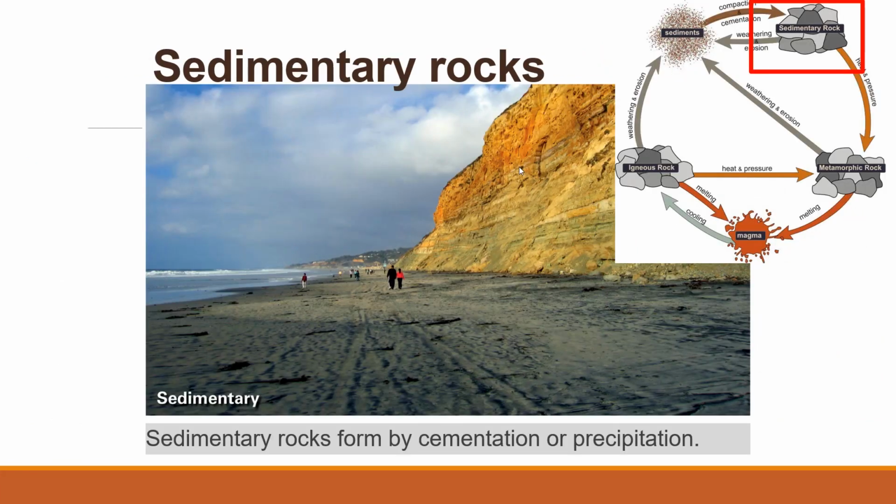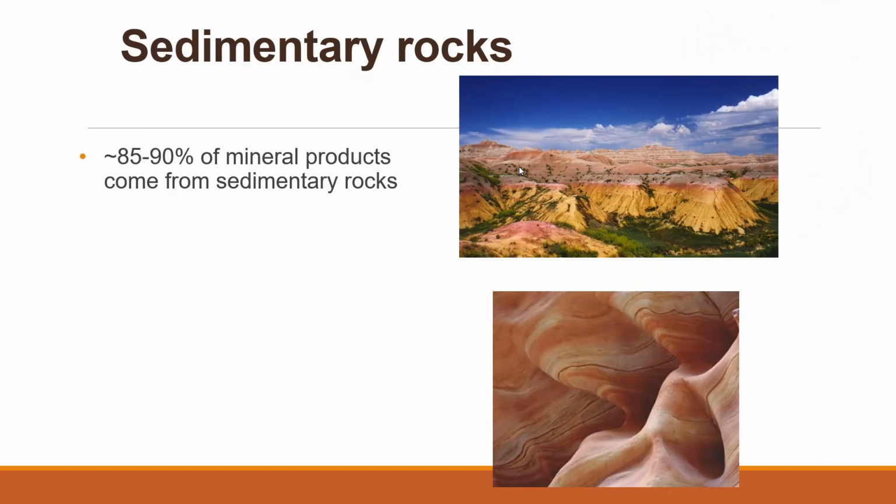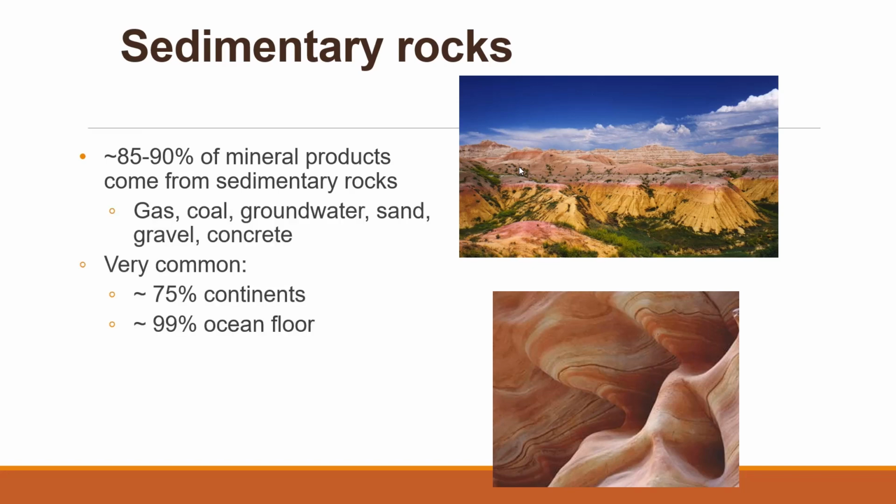So the next rock type I like to talk about is sedimentary rock. Sedimentary rock is formed by cementation or precipitation. So we're basically forming a rock from particles of other rocks. 85 to 90% of mineral products come from sedimentary rocks: gas, coal, groundwater, sand, gravel, concrete. They're very common. 75% of the continents, 99% of the ocean floor.